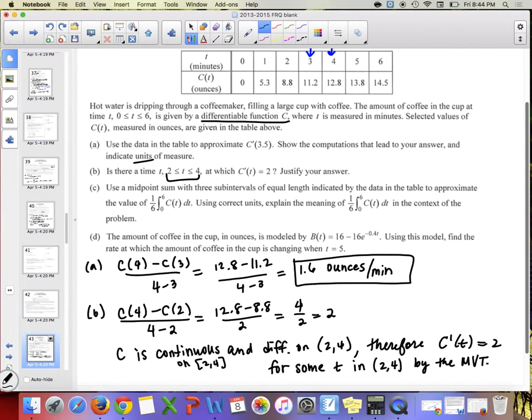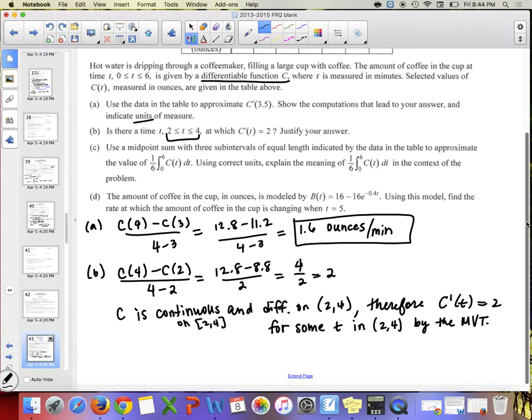Okay. All right, and in part C, it says use a midpoint sum with 3 subintervals of equal length indicated by the data in the table to approximate 1/6 the integral from 0 to 6 of C of t dt. Whenever you see this, especially with that 1/6 out front, that's our giant red flag that this is the average value. It's the 1 over b minus a, integral from a to b of f of x dx. It's finding the average value of the function. So in our problem, it's finding the average amount of coffee in the cup over that first 6 minutes.